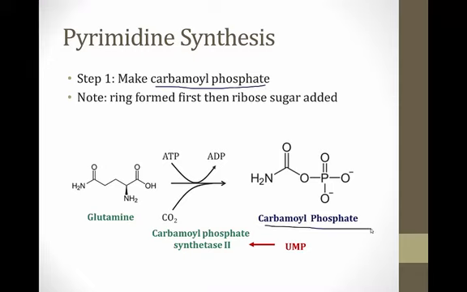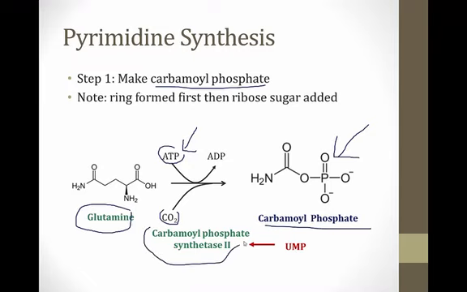Step one in the synthesis of pyrimidines is to make a molecule called carbamoyl phosphate, and this is the structure of that molecule right here. It is synthesized from the amino acid glutamine using carbon dioxide and also ATP. Anytime you see a phosphate group like this get added to a molecule, it always comes from ATP. ATP is a phosphate carrier for biochemical systems in the body. The enzyme that does this step is called carbamoyl phosphate synthase 2. This enzyme is found in the cytosol.